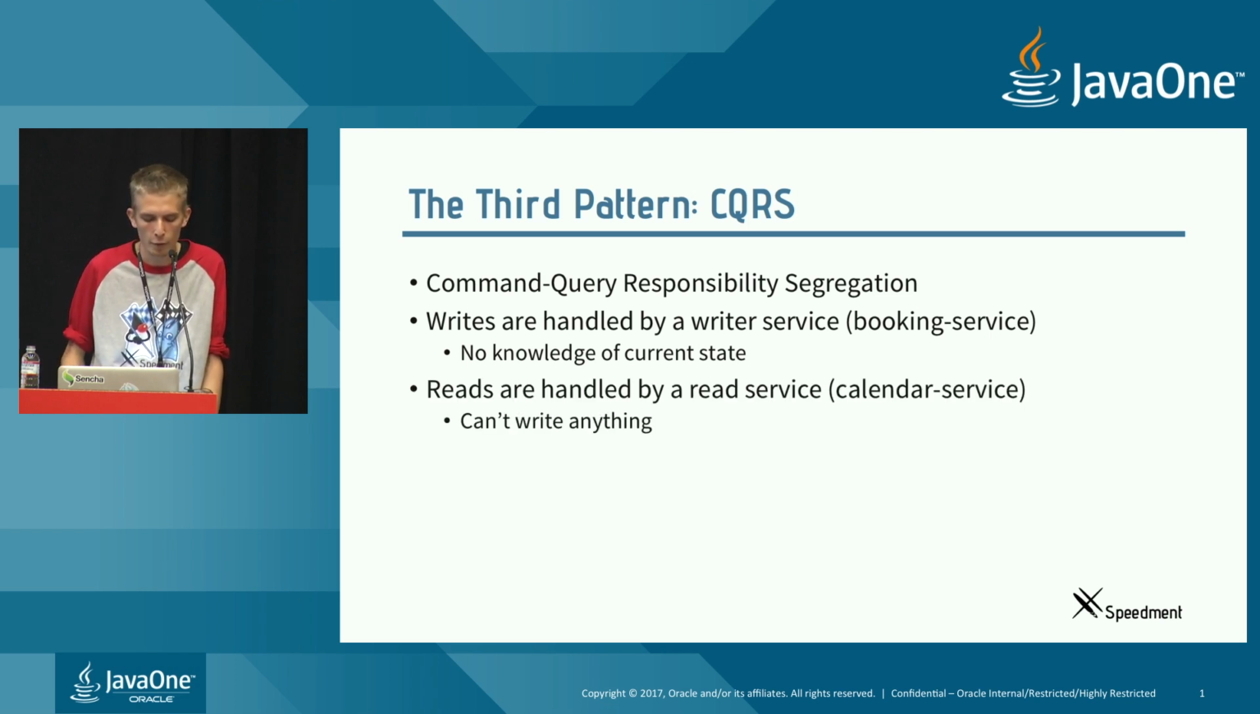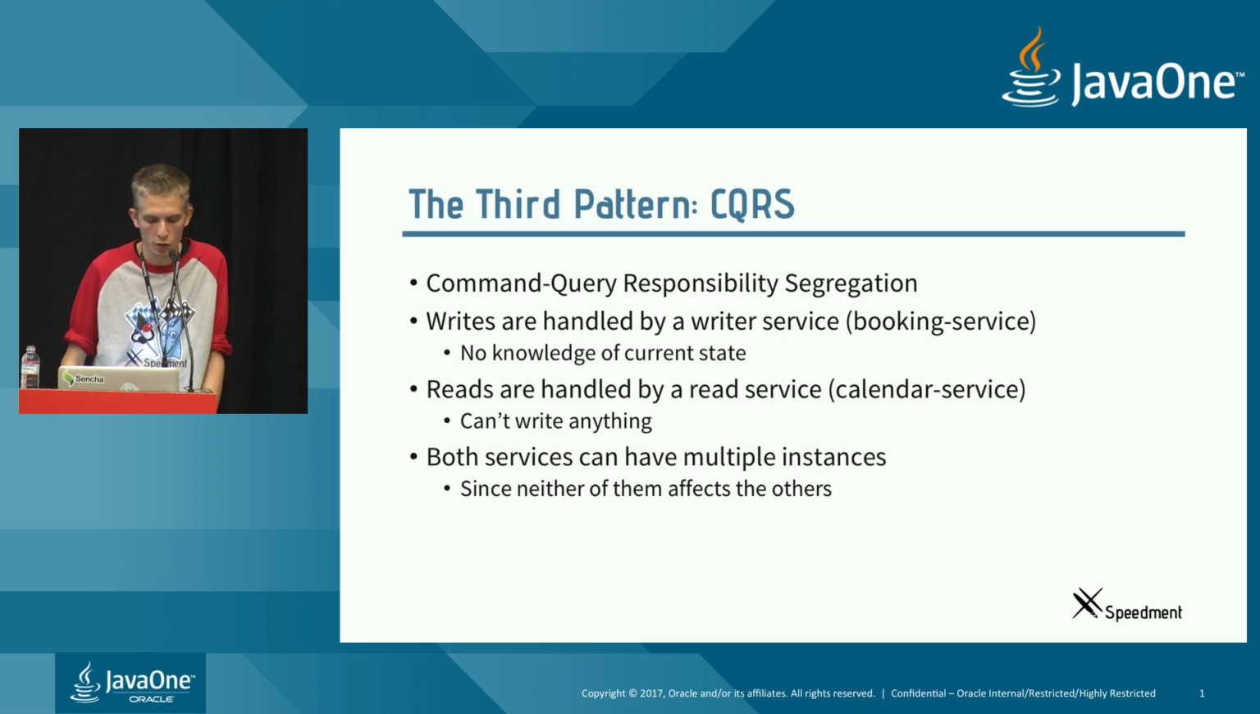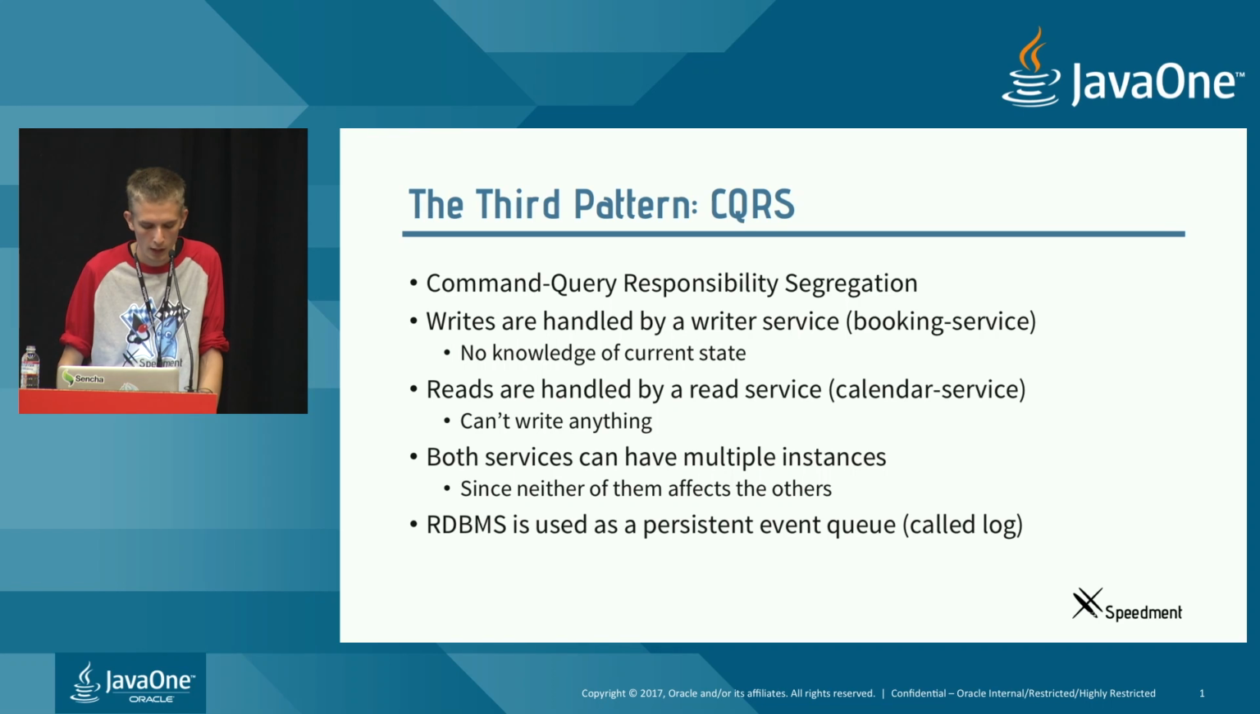The reads are never allowed to write anything. Like you say, they're never allowed to register anything in a database, because that creates another dependency. So both services can exist in as many instances as they need, and they never need to synchronize with each other, because all the materialized views are eventually consistent, and the writers are not allowed to look at the current state, which means that the information can go in one single direction all of the time. We just use the relational database as a persistent queue, nothing more.